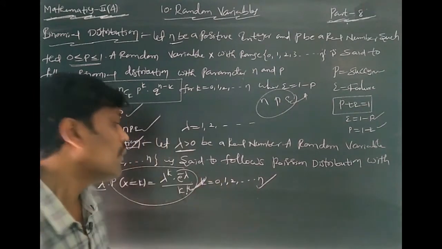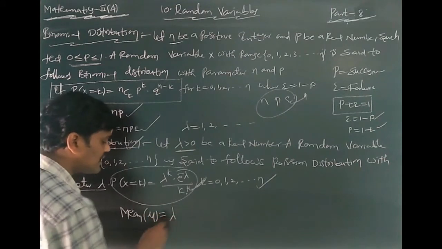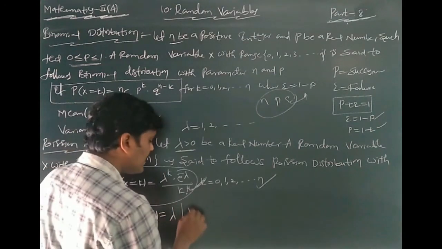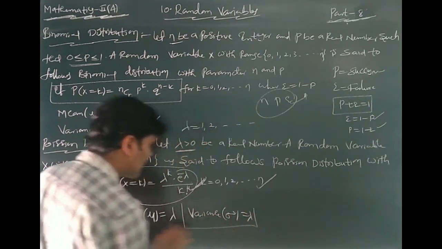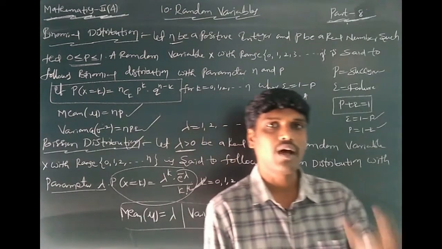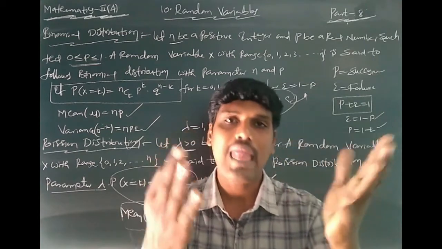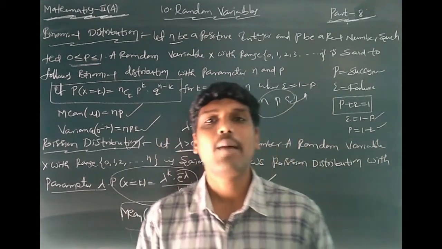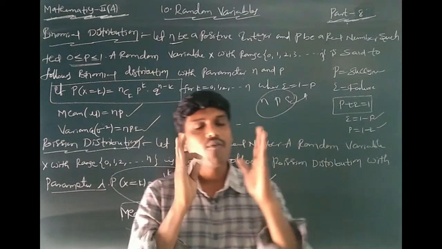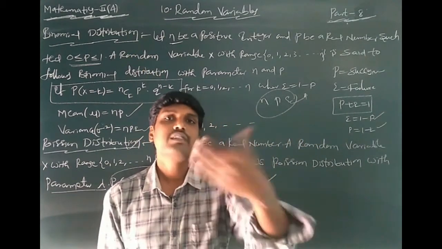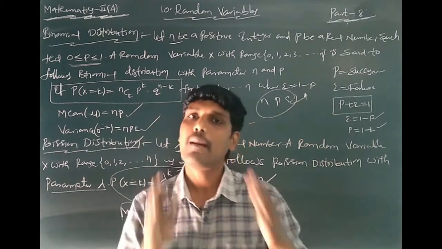Both are equal. What is the mean? Mean in this Poisson distribution is lambda. What is the variance? Variance is also equal to lambda. These are very important formulas. In the Poisson distribution, mean and variance are both equal to lambda. Here lambda is the parameter of this Poisson distribution. These two distributions are very important. Next, we will discuss Exercise 10b model problems on these two distributions.